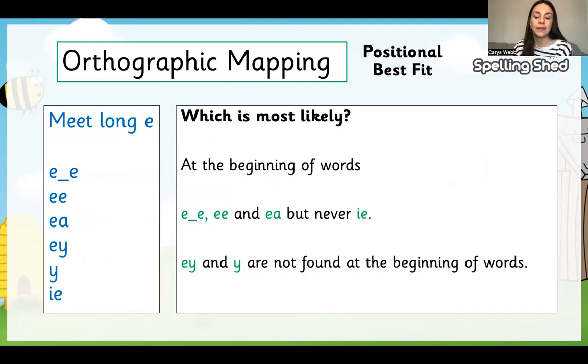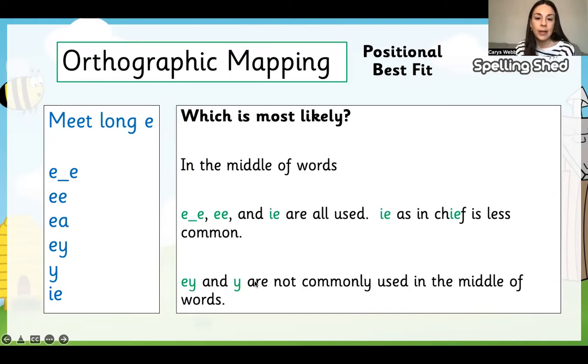Other ways of doing orthographic mapping is to look at positional best fit. So which is most likely? So we've got the long E sound, which can have all of these different graphemes as a way of writing that sound. So which is the most likely at the beginning of words? So we've got the E split digraph, E and EA, but never IE there. EY and Y are not found at the beginning of words. So IE, EY and Y are never found at the beginning.